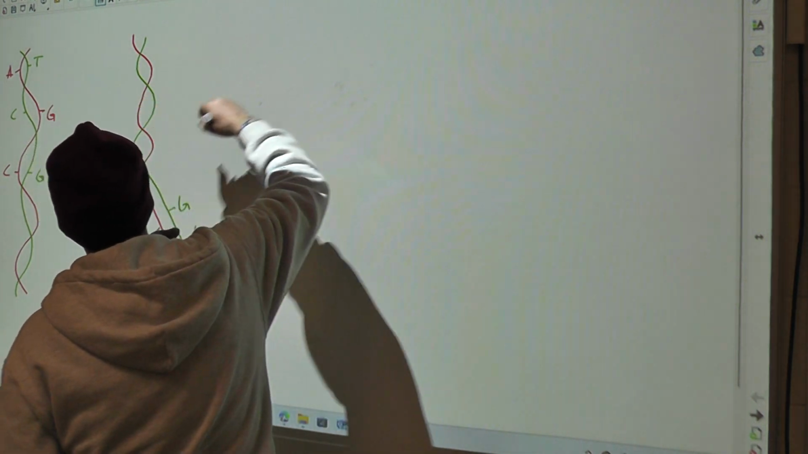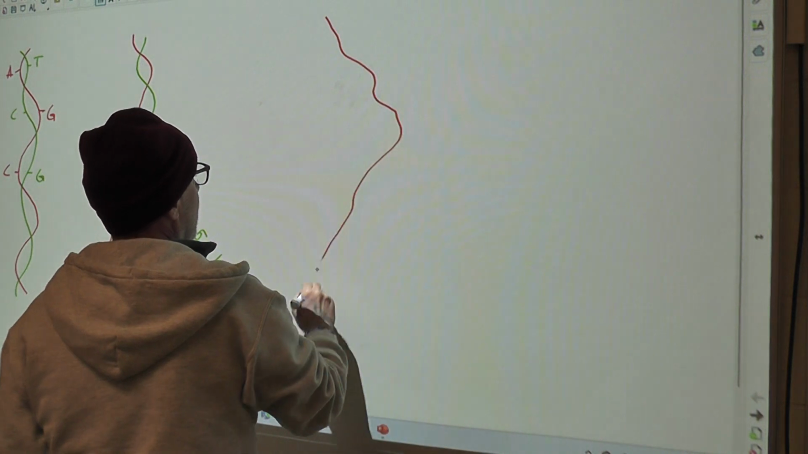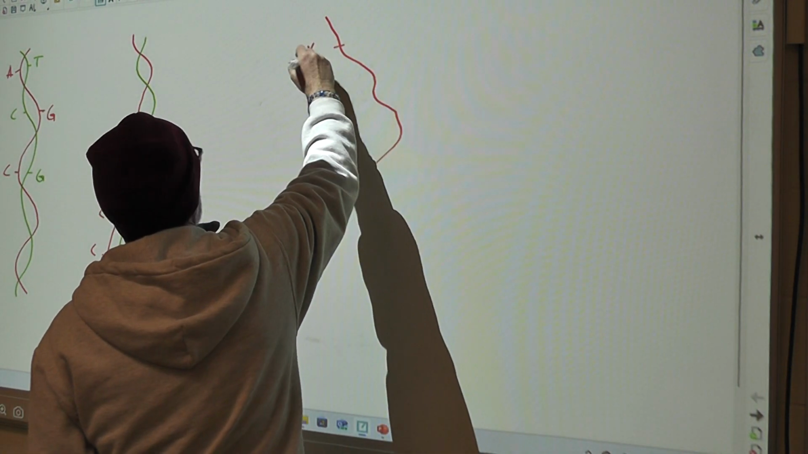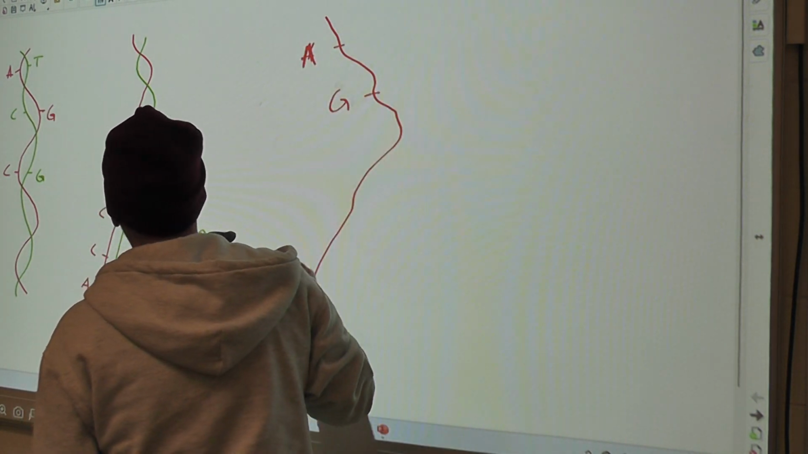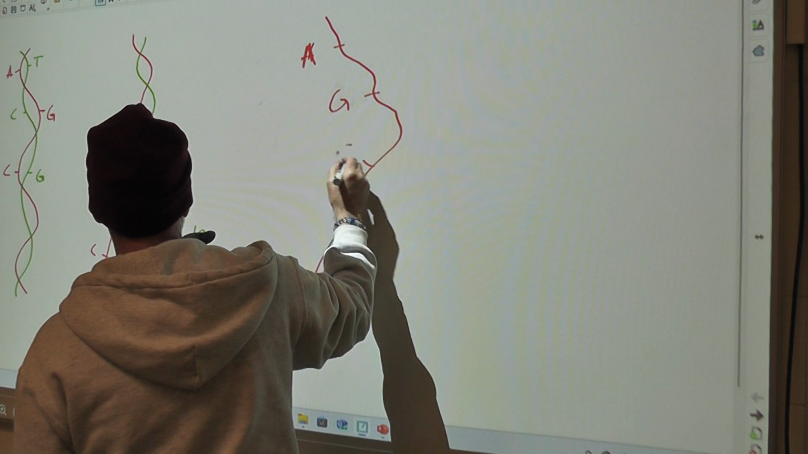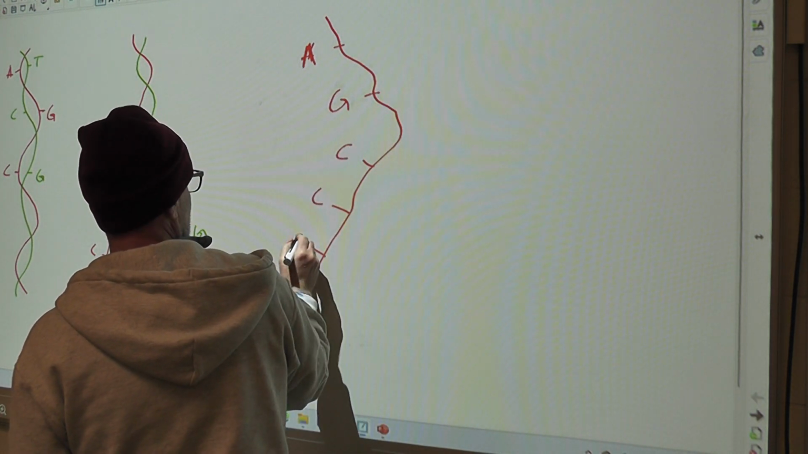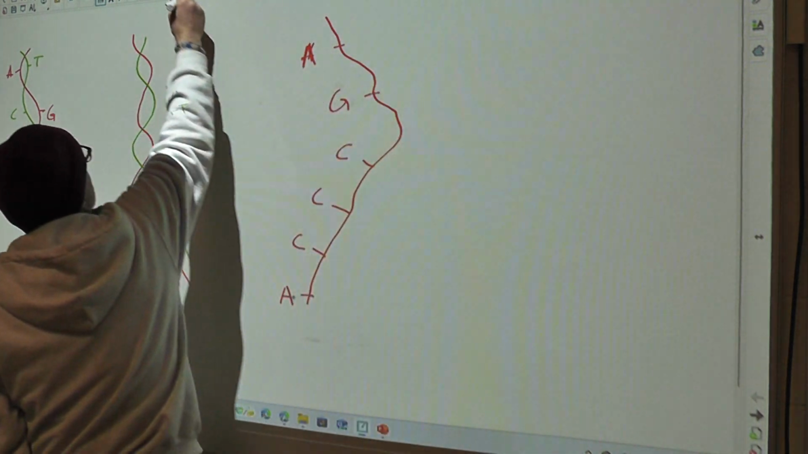So what we would end up with is something that looks like this. Here's our original red strand with an A and a G and a C and a C and a C and an A.